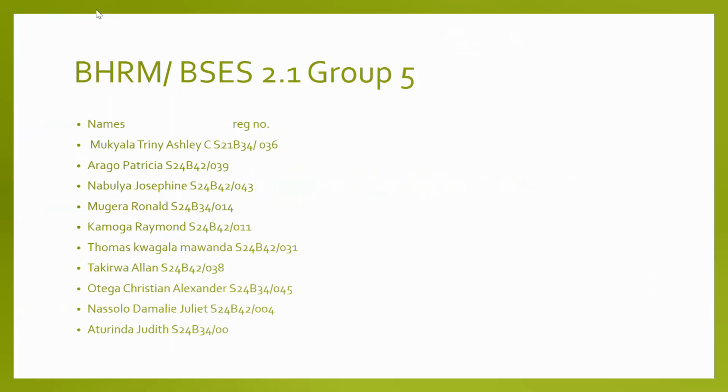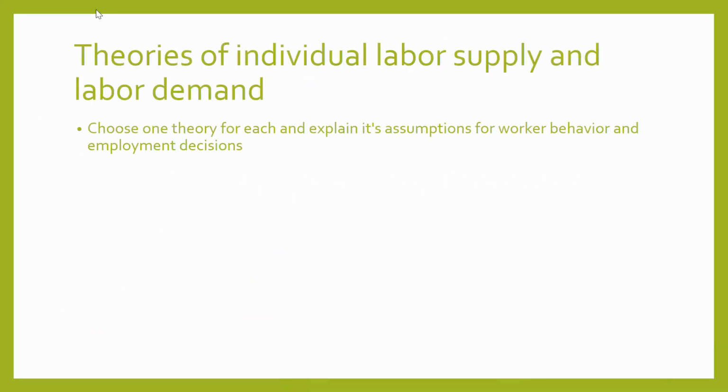So we are group 5 and we are meant to present a question that says explore theories of individual labor supply and labor demand. Then we are meant to choose one theory for each and explain its assumptions and implications for worker behavior and employment. So this is our presentation.